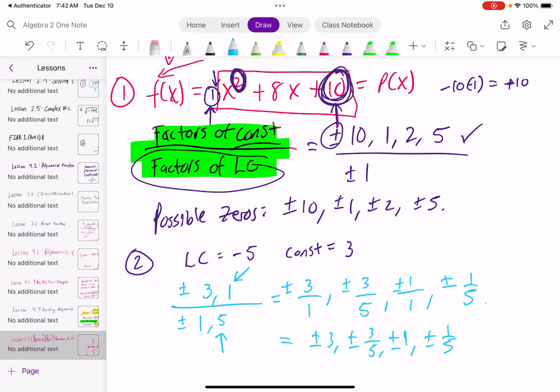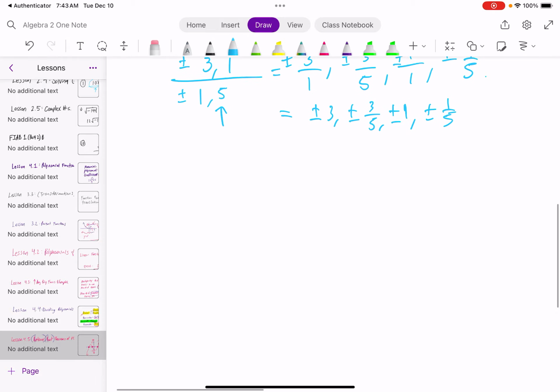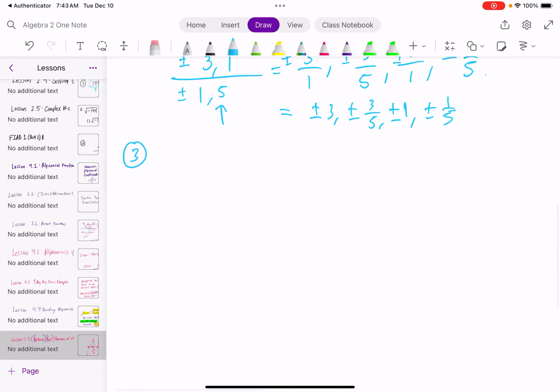All right, number 3. Number 3 says, state the possible rational roots for the function below. Well, we're going to take the constant term, which is 4, and divide it by the leading coefficient, which is 3. And so you could see the factors of 4 would be 1 times 4 and 2 times 2. Here would be 1 times 3.